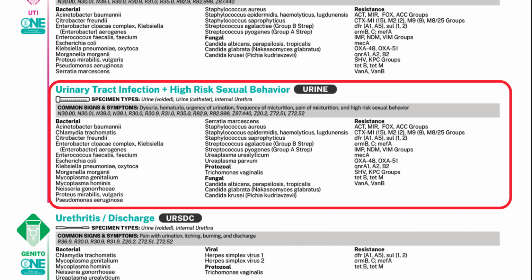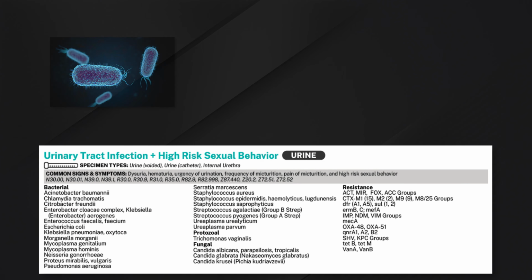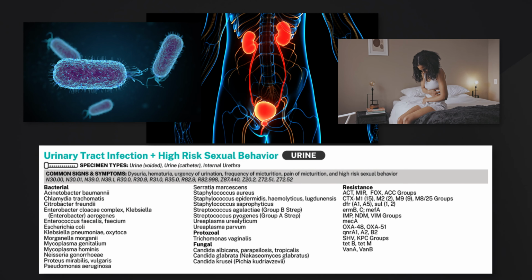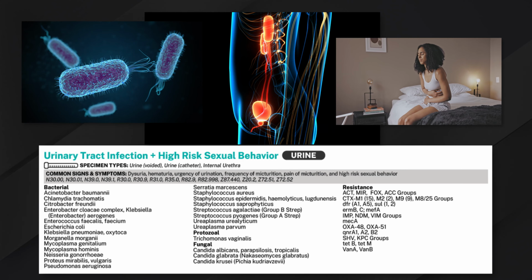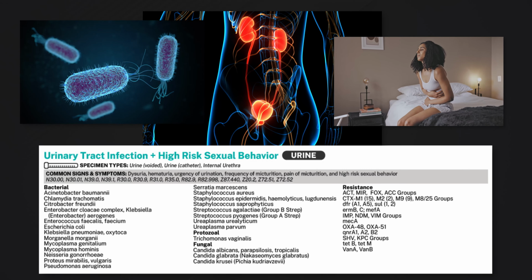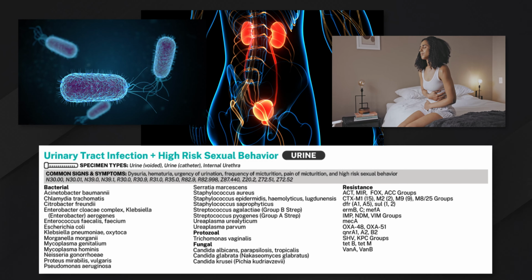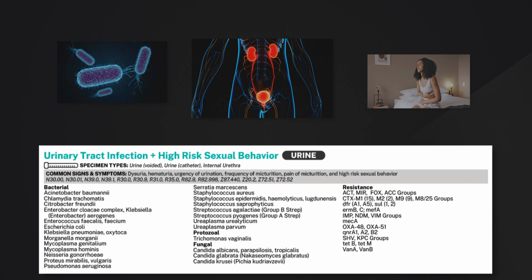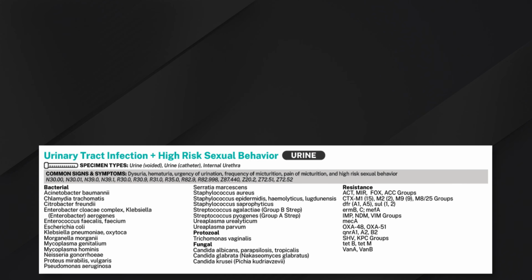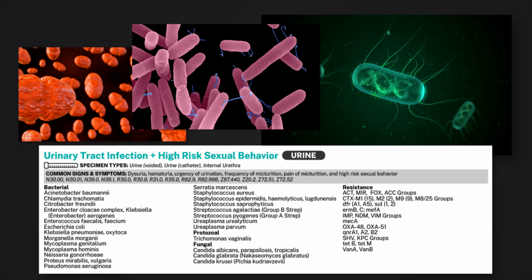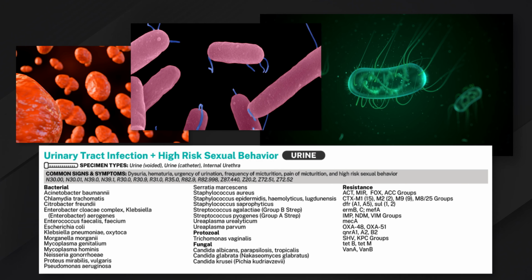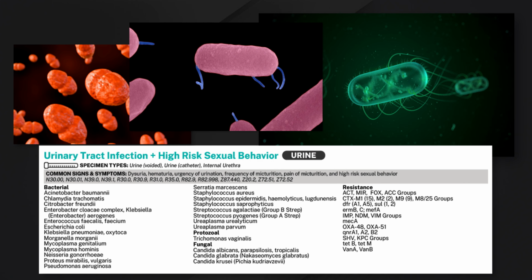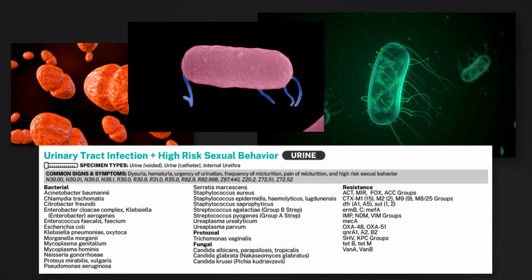The urinary tract infection and high-risk sexual behavior panel includes both the common UTI pathogens and organisms that cause sexually transmitted infections. This menu is a great option for patients that have a differential diagnosis of both UTI and STI, as symptoms can sometimes be similar. This panel also includes pathogens that are associated with recurrent infections, making it perfect for patients with a history of urinary tract infections.